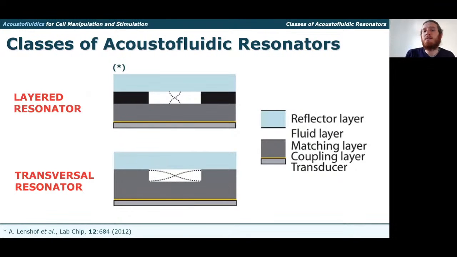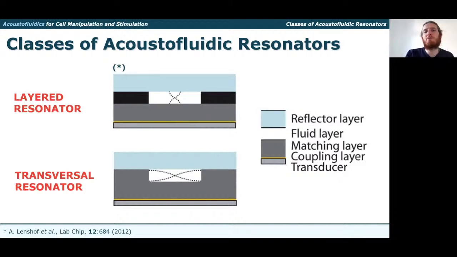So acoustofluidic resonators can be built in many different ways. There are many different ways in which this type of acoustic standing wave field can be generated within a microfluidic cavity. Two such classes are layer resonators and transversal resonators. Layer resonators comprise different layers, each with a specific function and typically made of different materials. These layers include a transducer that generates the ultrasound wave, a coupling layer to couple the transducer with the matching layer, in gray here. The matching layer carries the wave into the fluid layer and also acts as a physical barrier between the fluid layer and the transducer itself. Then a fluid layer with the particles in suspension. And finally, a reflector layer which reflects the wave backwards, generating a standing wave field.